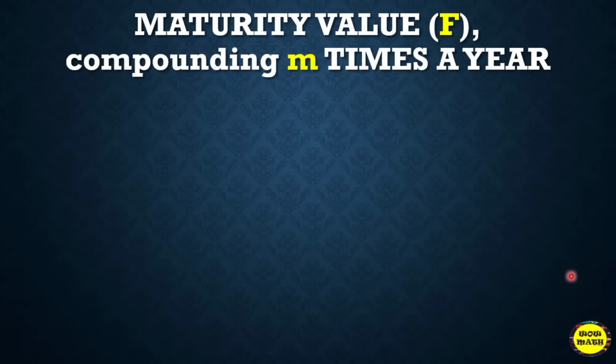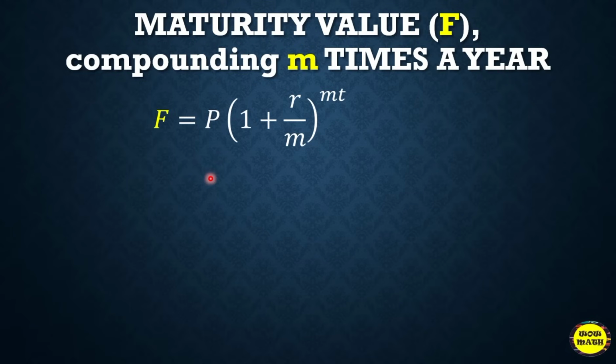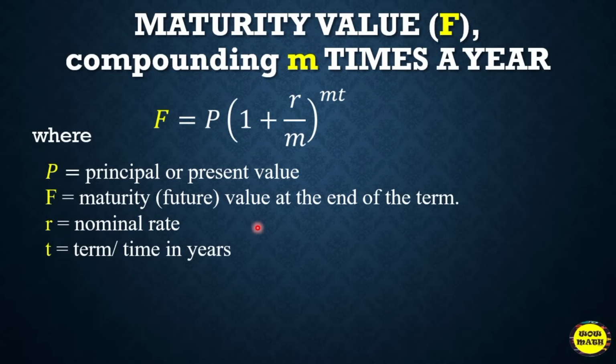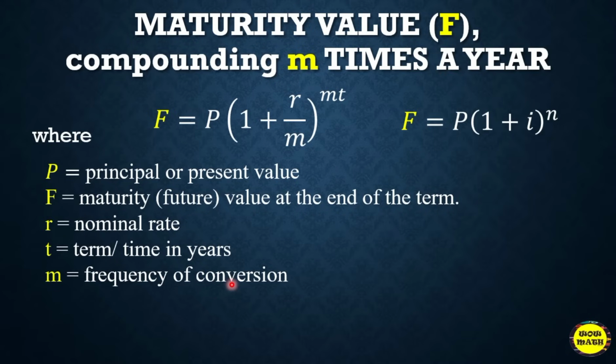Alright, so, paano ba natin kukunin yung maturity value in compounded m times a year? Using this formula, where P is the principal amount or the present value, F is the maturity or the future value at the end of the term, r is the nominal rate, t is the term or time in years, m is the frequency of conversion. Pwede rin natin gamitin tong formula na to: P times 1 plus i raised to n. Yun nga lang, kapag ginamit natin to, kailangan natin kunin muna yung value ng i. So, kanina, paano ulit kunin yung i?